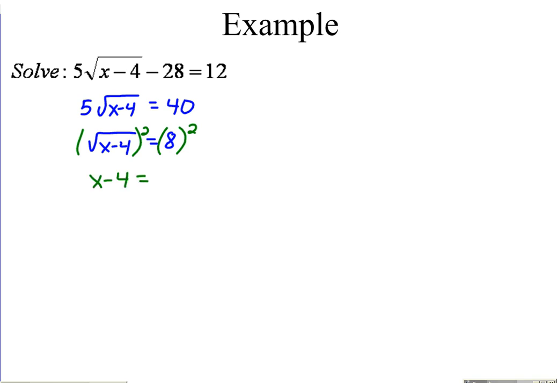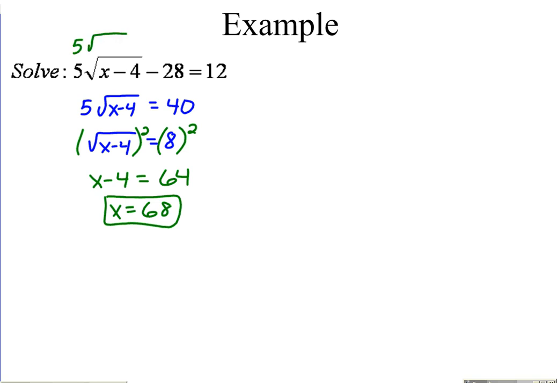When you square a square root, that just gets rid of the radical sign. On the other side, 8 squared is 64. Finish solving for x. We get x to be 68. Now, whenever you square, or cube, or raise anything to an even power, you introduce the possibility of extraneous roots. So we need to check the solution.